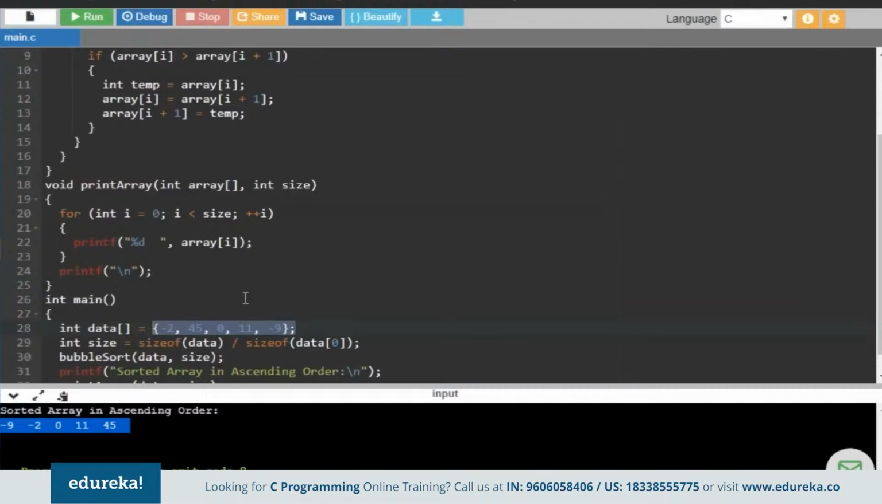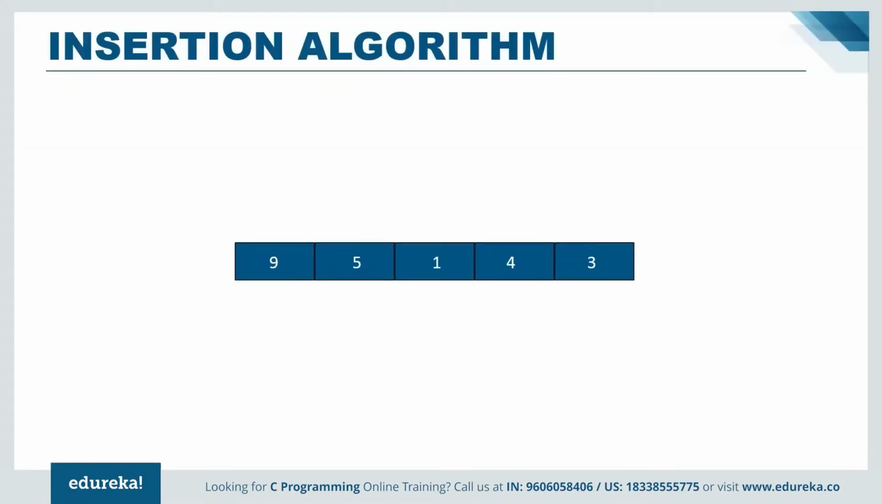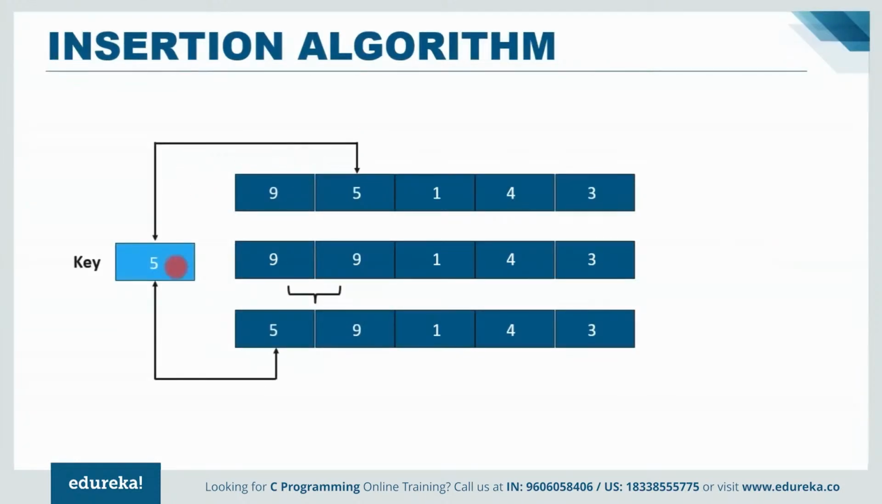Followed by this, let us move on to our next sorting algorithm, which happens to be the insertion sort. Insertion sort is also completely similar to bubble sort, but the only difference is that we presume that the first element of the array is already sorted. So in this case, we consider the first element of the array, which is 9, is already sorted. Followed by that, we have 5. So we will take 5 as the key. So here we have considered 5 as the key, and now we compare 5 with 9.